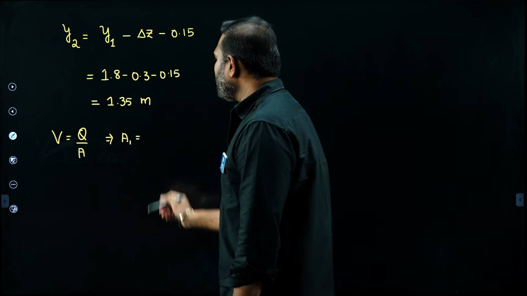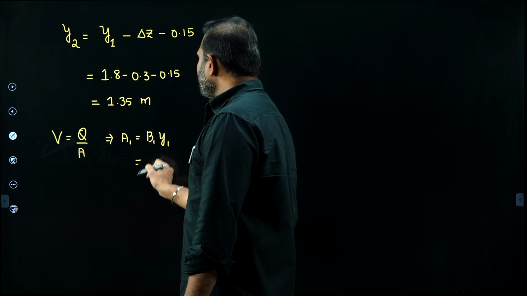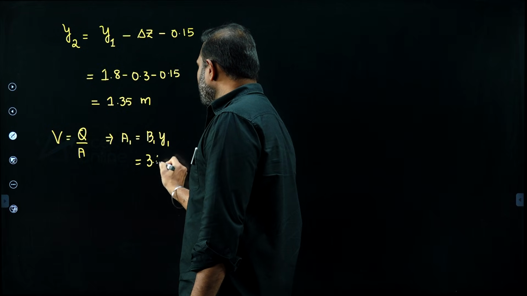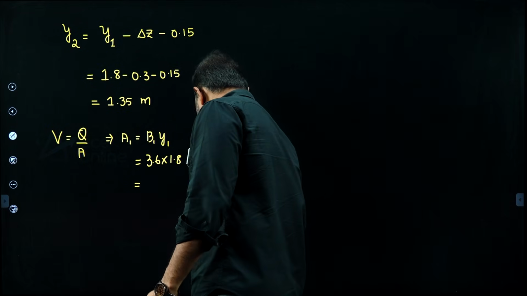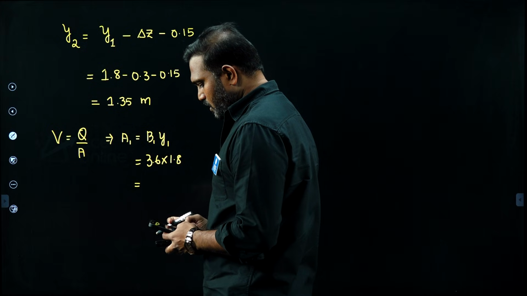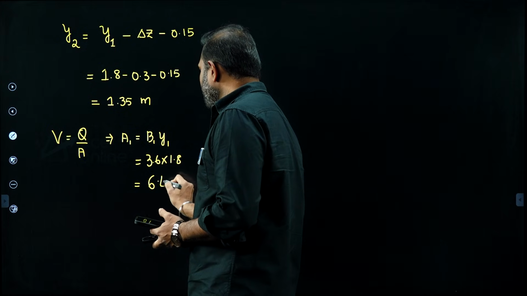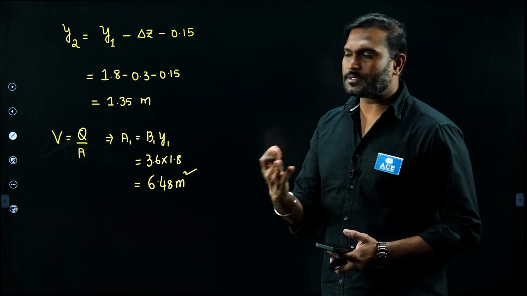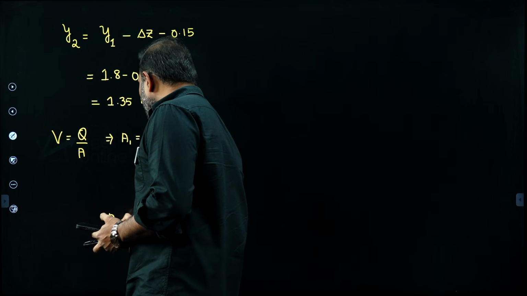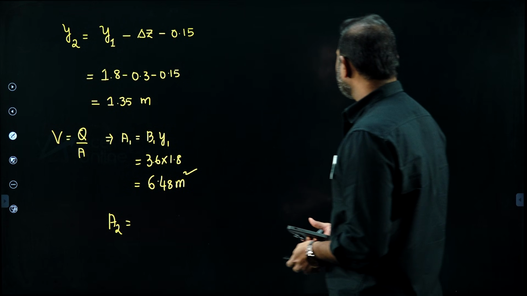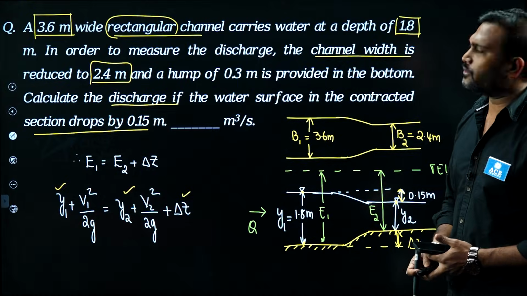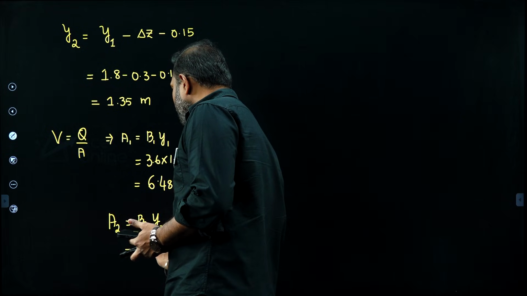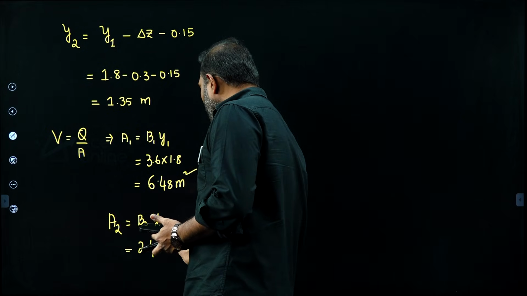What is A1? B1 Y1, right? So, come on, what is B1? 3.6 and what is Y1? 1.8. So, 3.6 into 1.8. So, solve it. 3.6 into 1.8 is going to be 6.48 meters square, right? See, I want discharge, so I am writing velocity in terms of discharge. And what about A2? A2 is B2 Y2, which is 2.4 into Y2, 1.35.